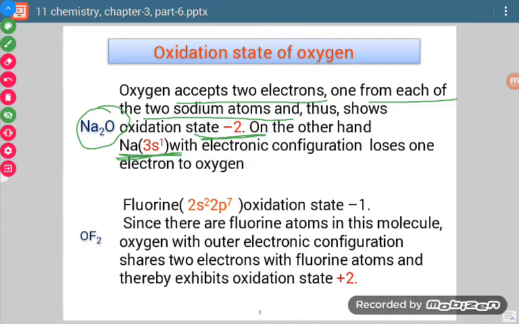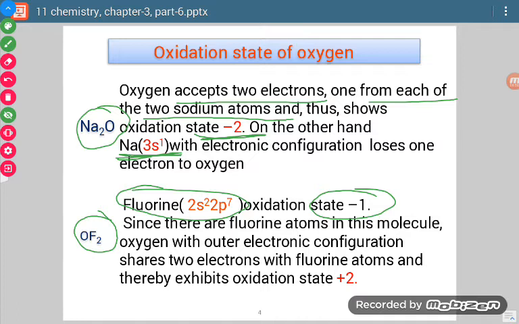Okay, so this way we calculate. There are some rules in oxidation state. We will be discussing all the rules. Now let us talk about the second molecule. Second molecule is OF2. Now in case of OF2, fluorine belongs to 17th group and it has oxidation state value -1, because by gaining 1 electron it acquires noble gas configuration.